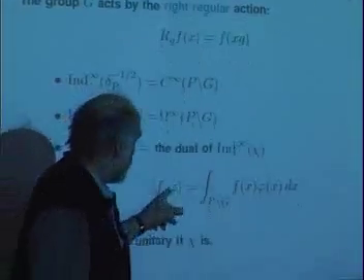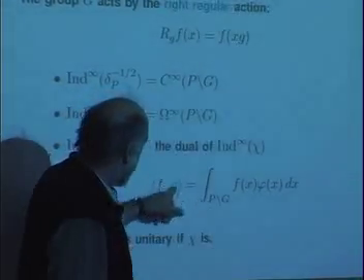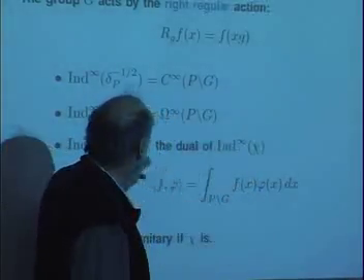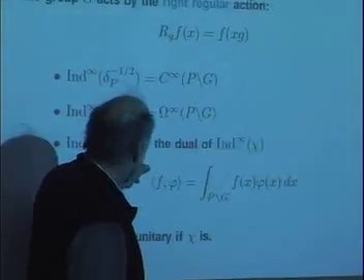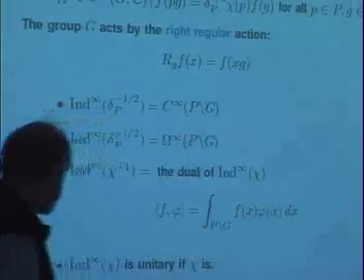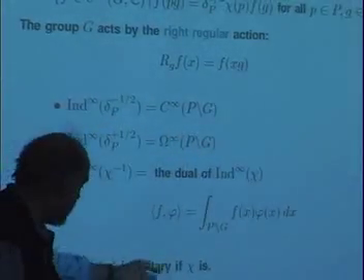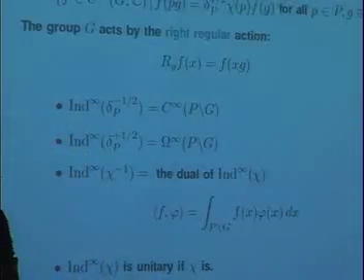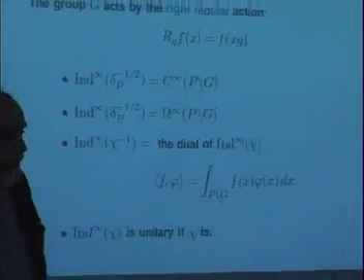If I take a unitary representation, then F bar will lie in the dual space. Then that means that chi minus 1 is equal to chi bar conjugate, and then F chi, and this is a positive definite integral. So ind chi is unitary if chi is a unitary character. Any questions about this?